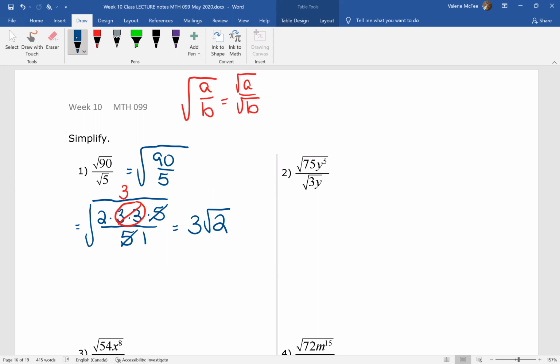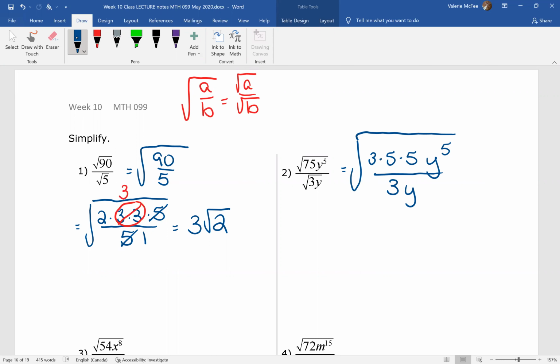Let's try question 2 together. We'll write this as a single radical, and I'm going to prime factor everything right away. 75 y to the power of 5 all over 3y.